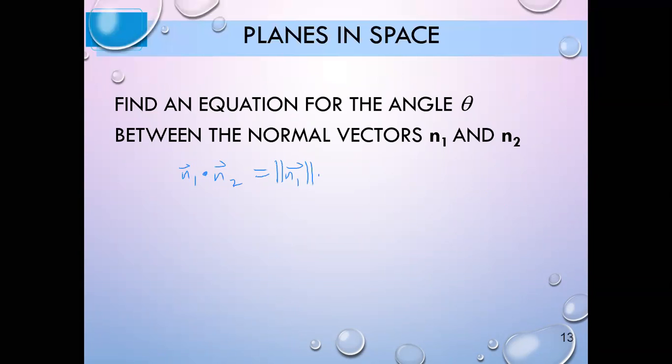Yeah, the magnitude of N1, magnitude of N2, cosine of the angle between them. Yeah? Therefore, you know that cosine of the angle between the two vectors is equal to N1 dotted with N2 over the length of N1 times the length of N2.